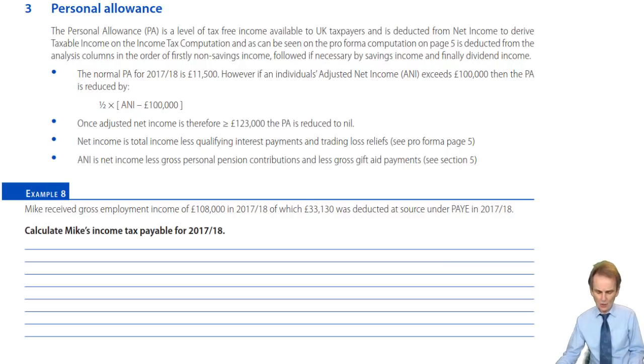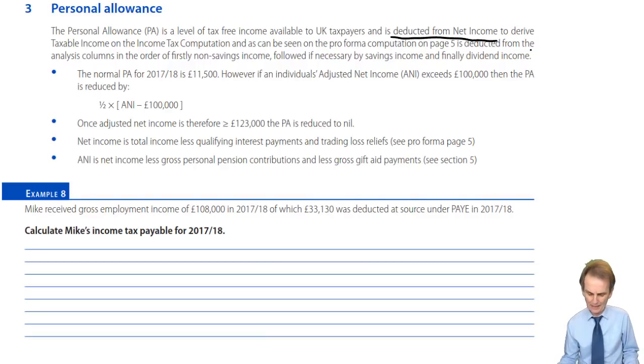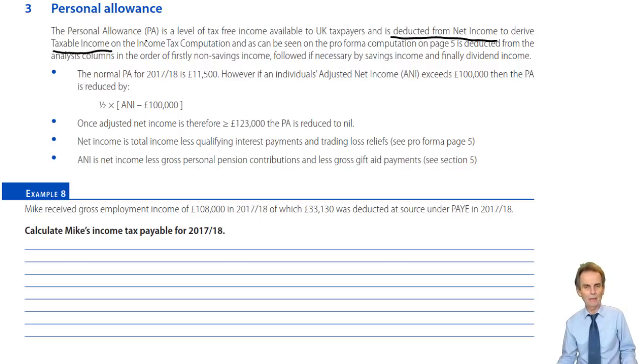So, looking at our notes now in section 3 of chapter 2 on the personal allowance. We know what it is. It's a level of tax-free income that's available, to begin with at least, to all UK taxpayers. We know that it is deducted from net income to derive, of course, the figure that we're looking for in the first part of the computation, our taxable income on that pro forma income tax computation.